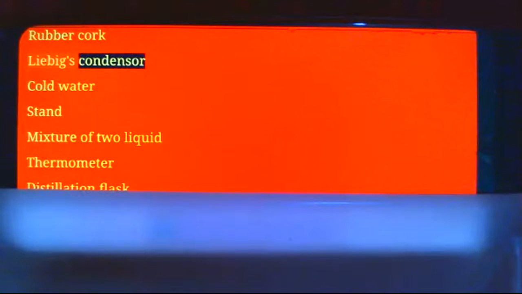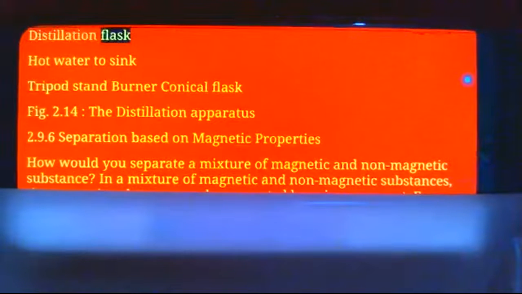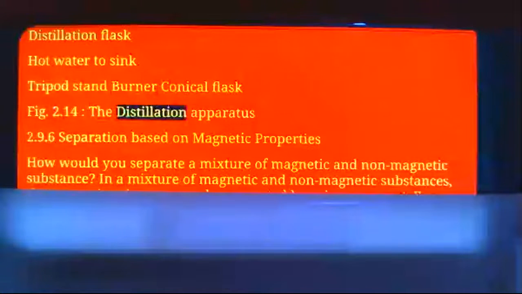Figure 2.14. Labels: rubber cork, Liebig condenser, cold water, stand, mixture of two liquids, thermometer, distillation flask, hot water to sink, tripod stand, burner, conical flask.